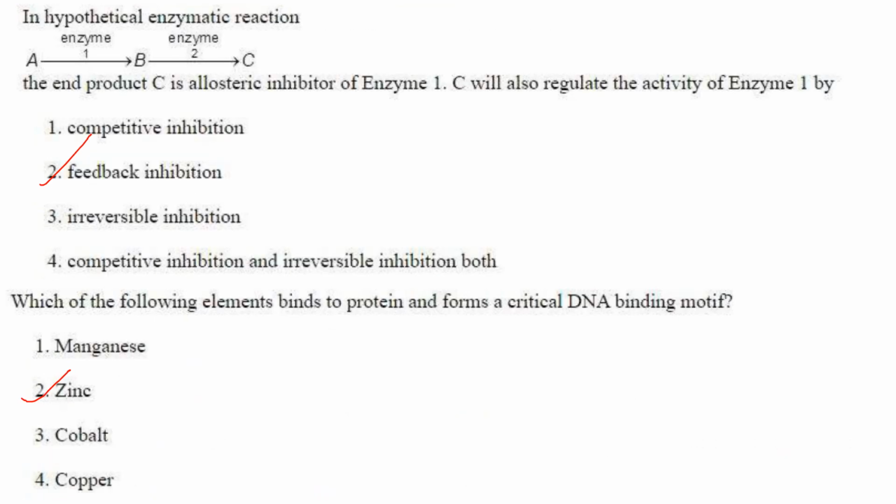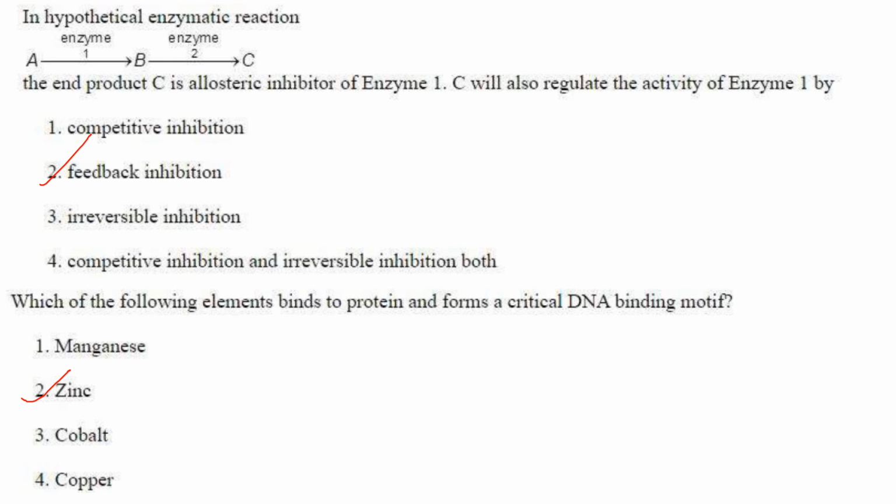In a hypothetical enzymatic reaction, A giving B catalyzed by enzyme 1, B giving C catalyzed by enzyme 2, the end product C is an allosteric inhibitor of enzyme 1. C will regulate the activity of enzyme 1 by. So the end product of a metabolic pathway binds to the enzyme at the start of the pathway. So that is an example of feedback inhibition. Answer is option 2.